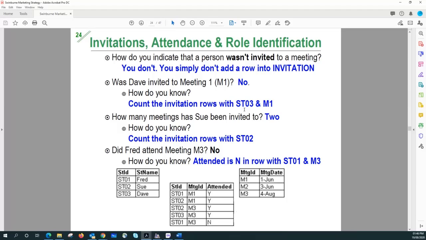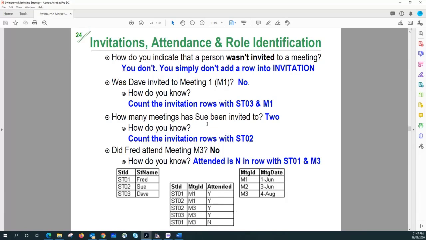What we can do is run a simple aggregate function like the count function, right? I can use the count function to see whether we have a row with the combination of ST03 and M1. If we have one, that means we have invited Dave to that particular meeting, right?